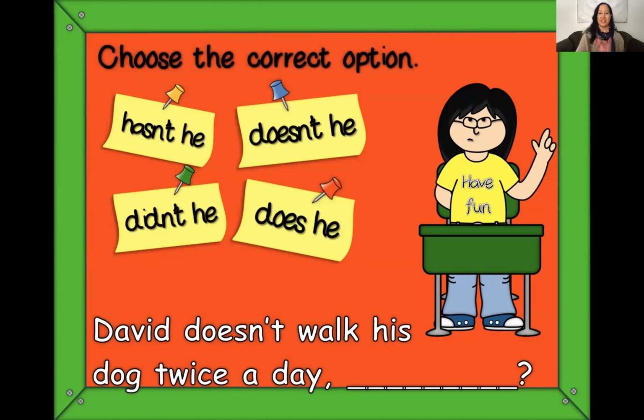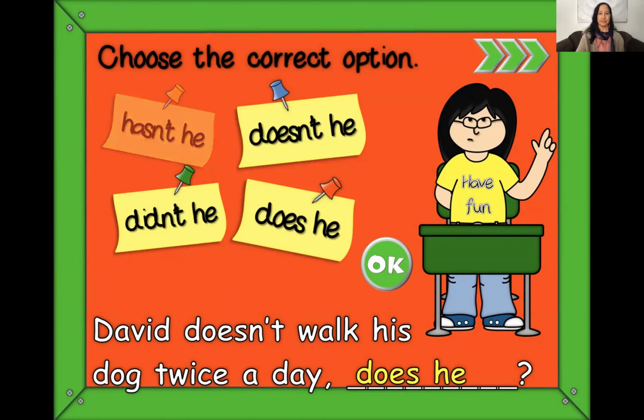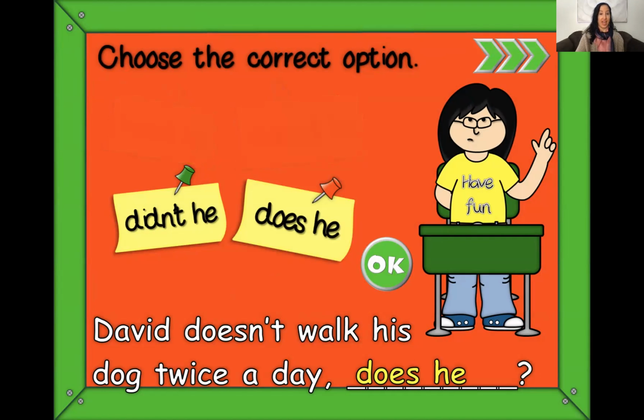Choose the correct option. David doesn't walk his dog twice a day. Wow, we keep going over the same one. Nope, look at your verb. Is it positive or negative? Does he? Okay. Doesn't, remember, does not. Okay. I was trying to trick you. I just want to go over these really good. Okay. So you become masters at what? Question tags.